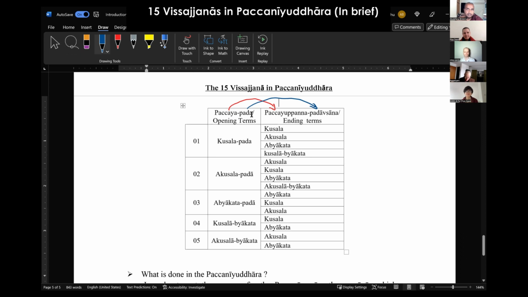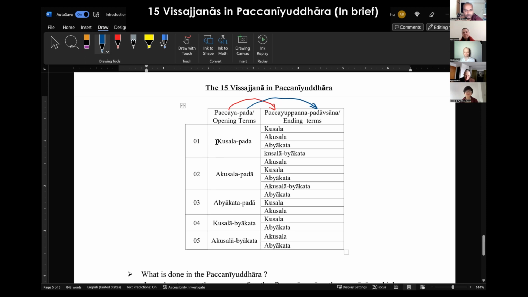This comes in the commentary, and in the same way, the Burmese Sadhus are using this same methodology, same terms to explain this thing, right? So Paccaya, Paccayuppāna, Pada, Padāvasāna. Pada means here the opening term, Padāvasāna means the ending terms, right?